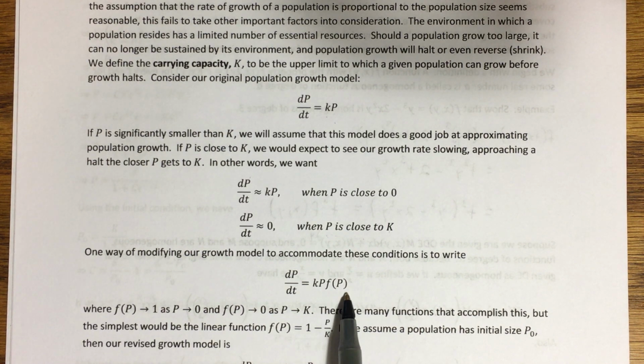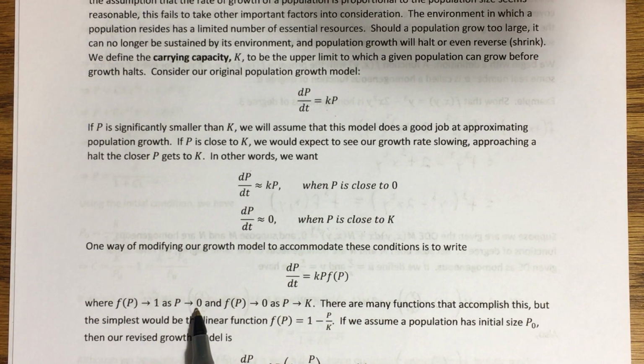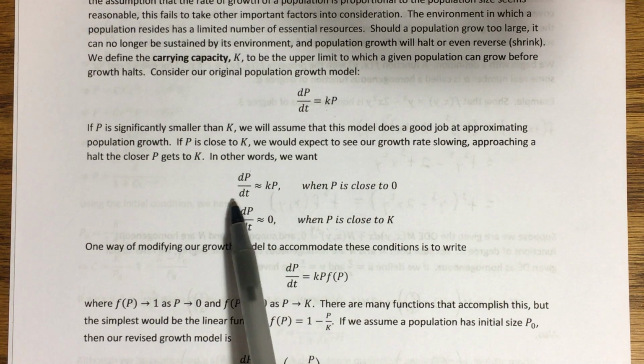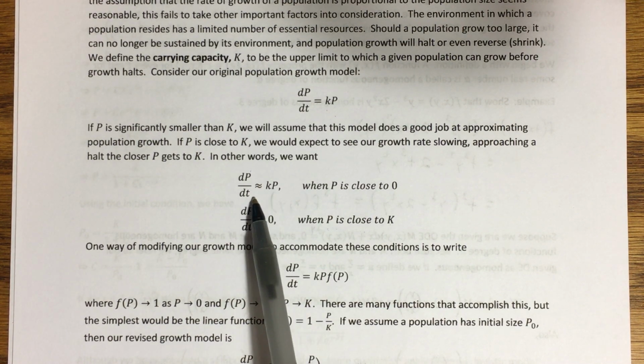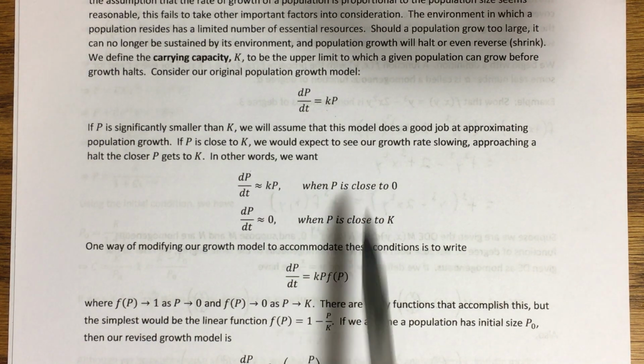That's going to affect how dP/dt relates to this right-hand side. What I want f of P to do, I haven't specified what this function looks like, I have certain behavior that I want it to satisfy. I would like for f of P to approach 1 as P approaches 0. Now, why is that? As P approaches 0, this approaching 1 would imply that this entire right-hand side approaches kP, giving me this, right? dP/dt is going to become approximately kP as P goes to 0. That's satisfying this first condition.